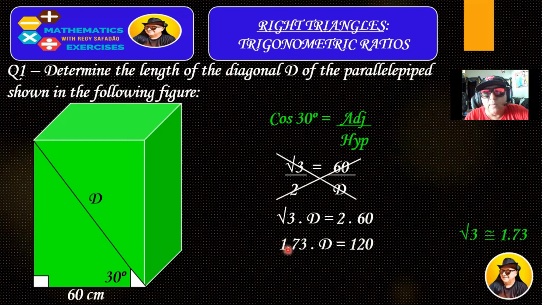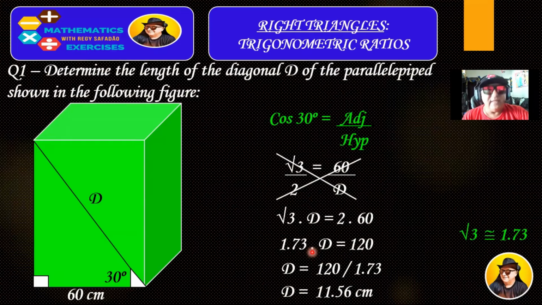Okay, so it is 1.73 times D is 120. Why 120? Because it is 2 times 60. Now 1.73 is multiplying, so it goes to the right side of the equation, dividing. So the diagonal is 120 divided by 1.73. Doing the division, we have the diagonal is 11.56 centimeters. So question number 1 is done.